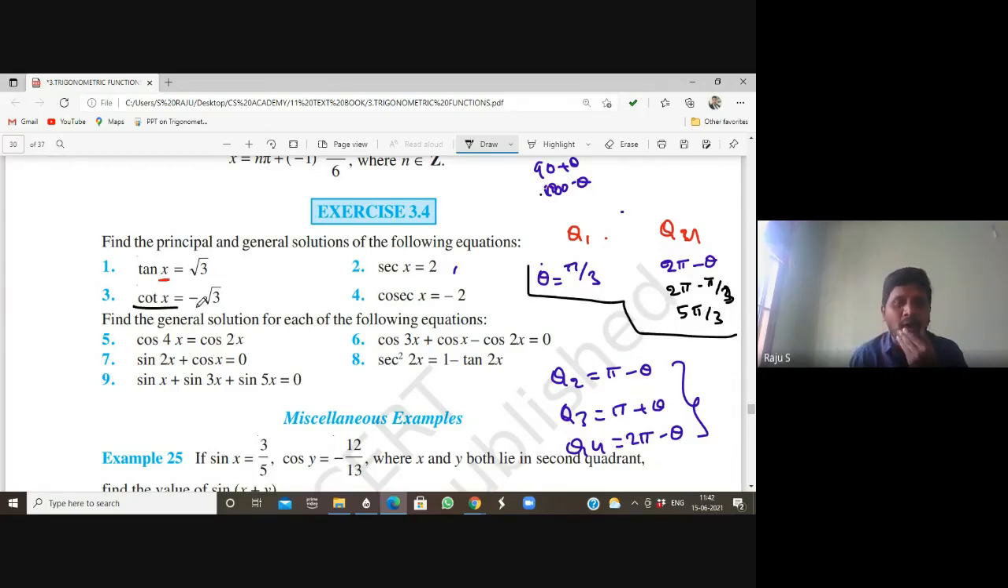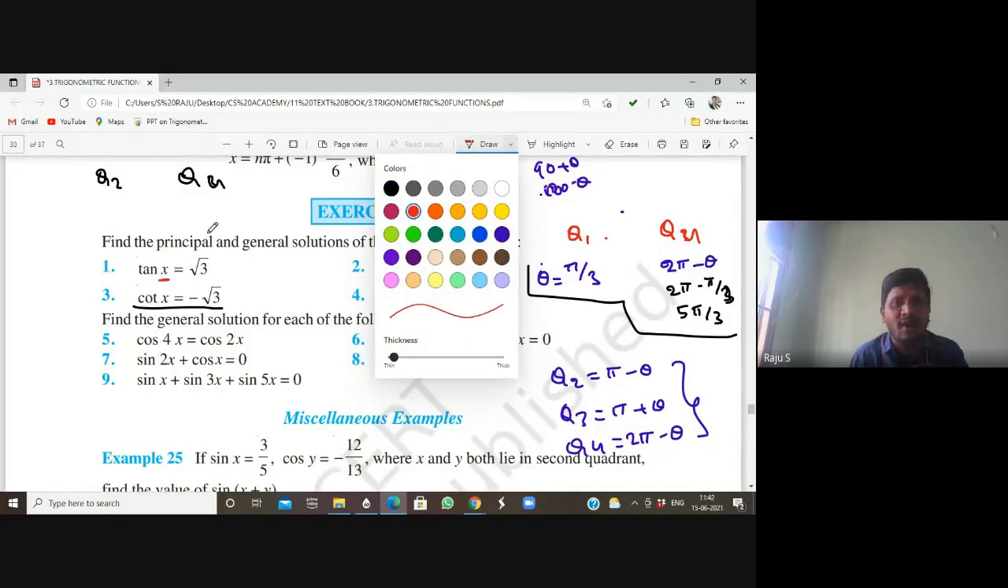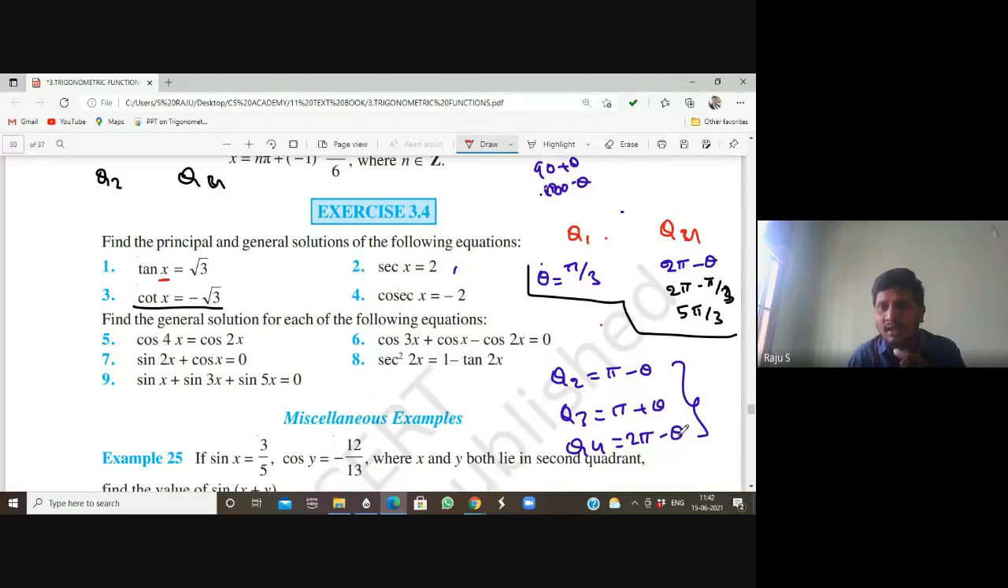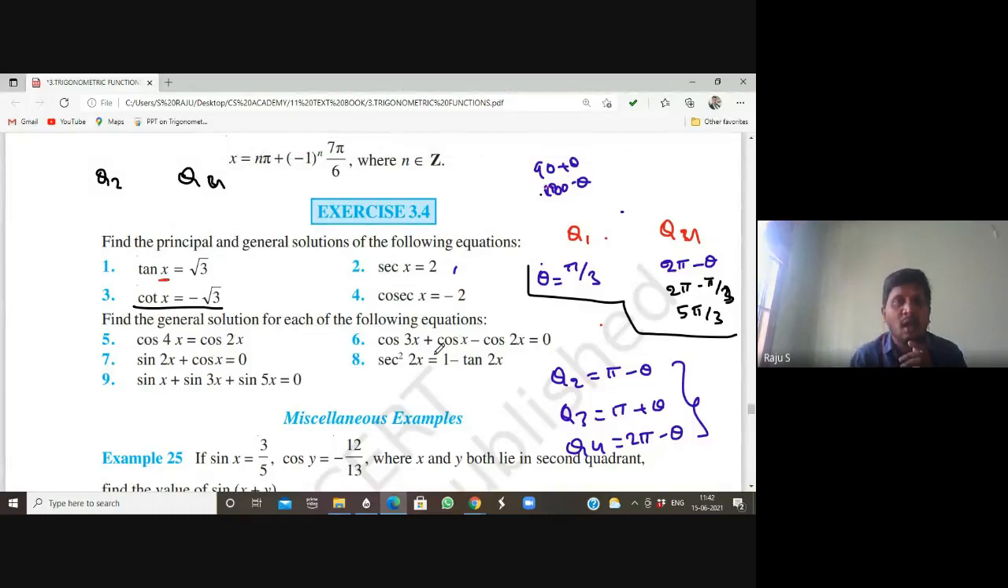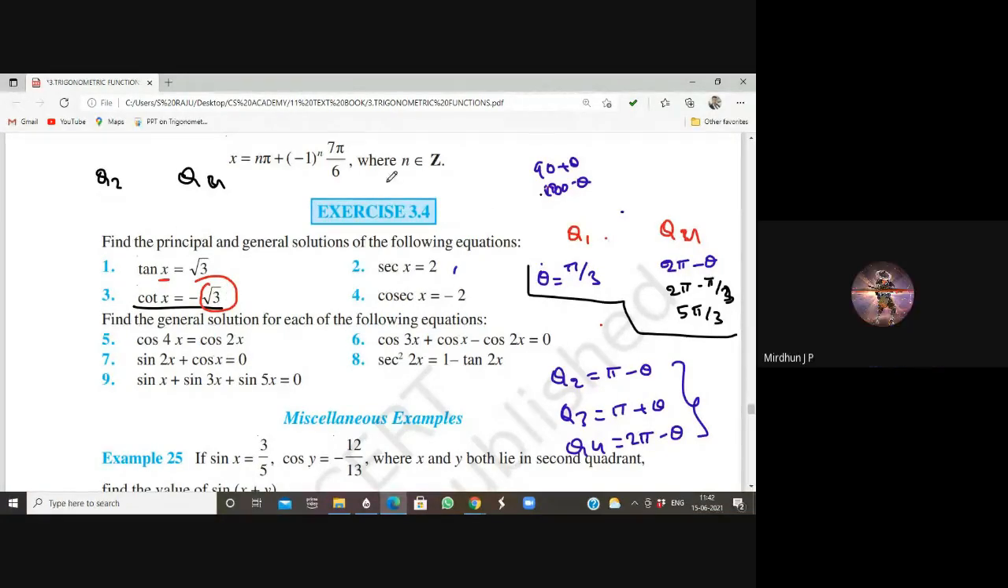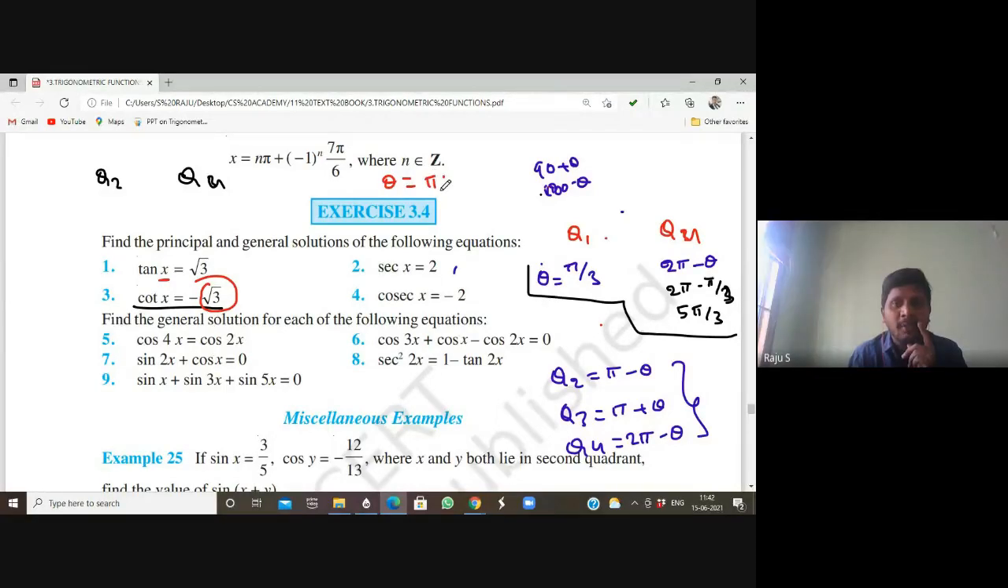Okay, now coming to cot. See how easy. Cot is given negative. Negative in which quadrant? Quadrant 2 and quadrant 4. Am I right? First, you should find the theta value. See, I have written very clearly theta value. Second, third, fourth. What is theta? Theta is nothing but the value of theta in the first quadrant. For what value of theta is it root 3? Don't think about that negative sign. For what value of x is it root 3? 30, that is pi by 6. Am I right?